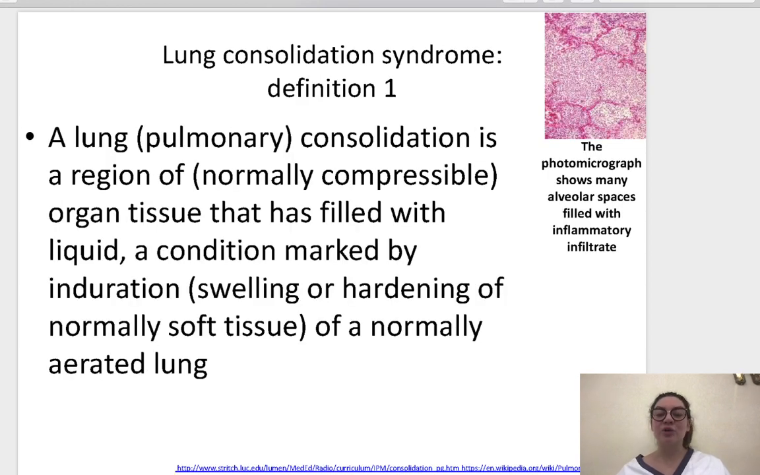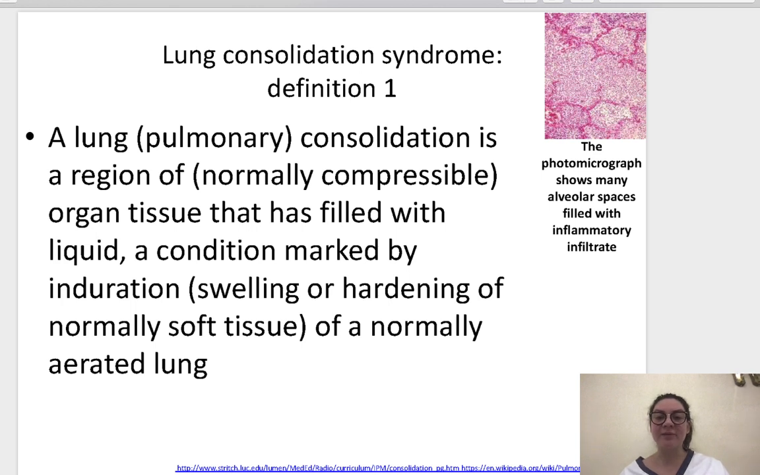What is lung consolidation syndrome? Let's give a definition to this syndrome. A lung or pulmonary consolidation is a region of normally compressible organ tissue that has filled with liquid, a condition marked by induration, swelling or hardening of normally soft tissue of a normally aerated lung.